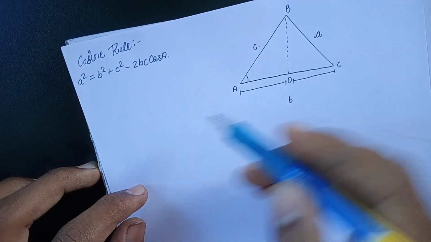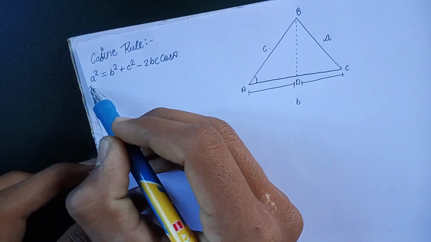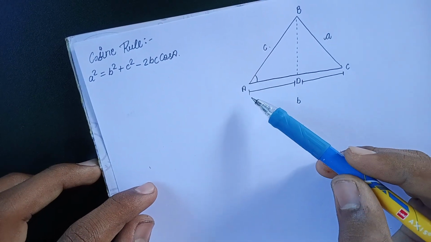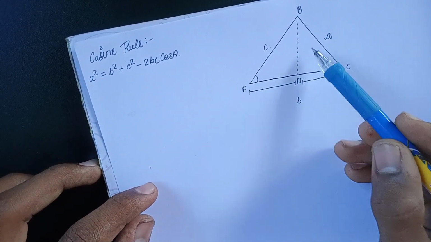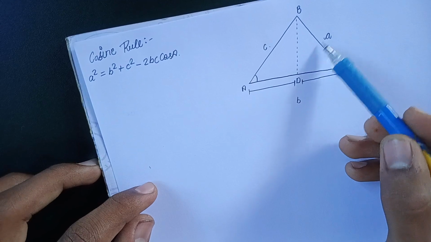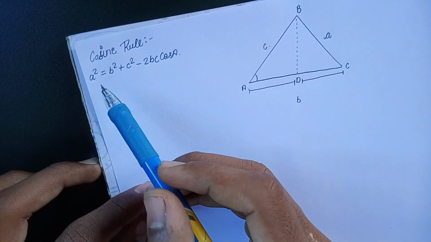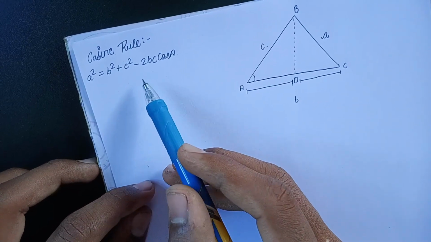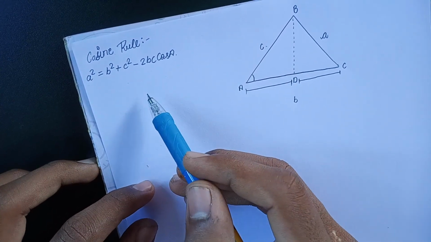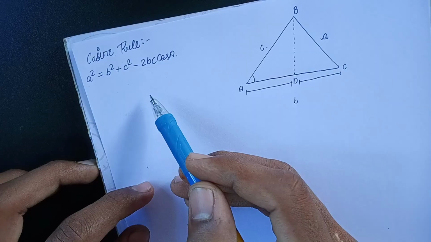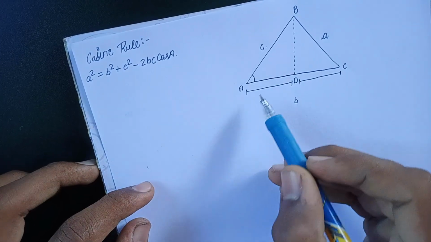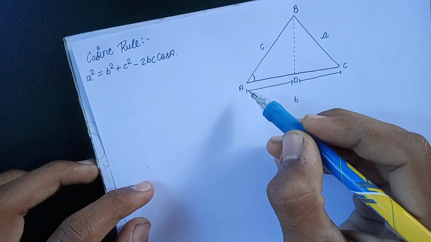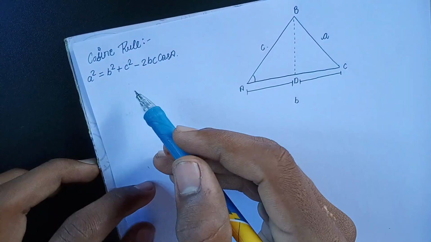So the cosine rule says that small a square, which is the side opposite to the vertex with the capital A, so we have this side as small letter a, is equal to the square of b plus c square minus twice of side b multiplied by side c, whole multiplied by the angle cosine A. So we are going to prove this formula.